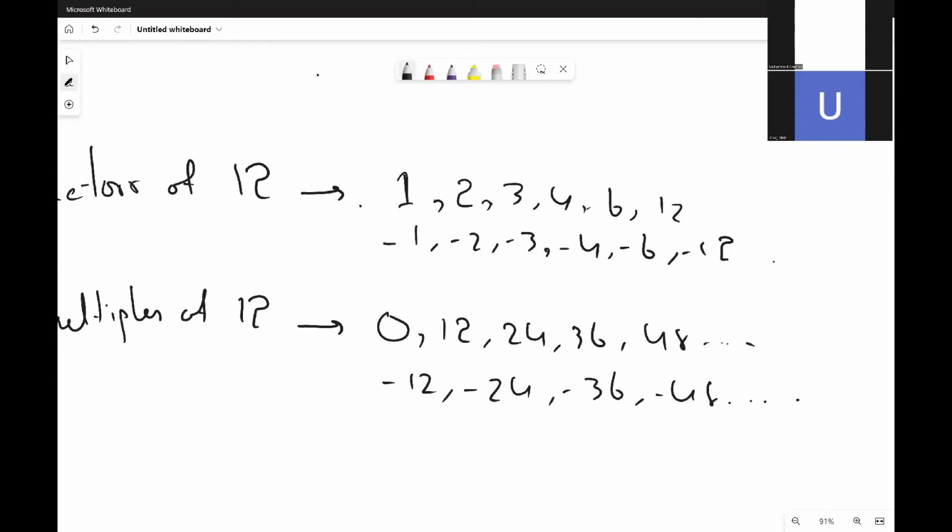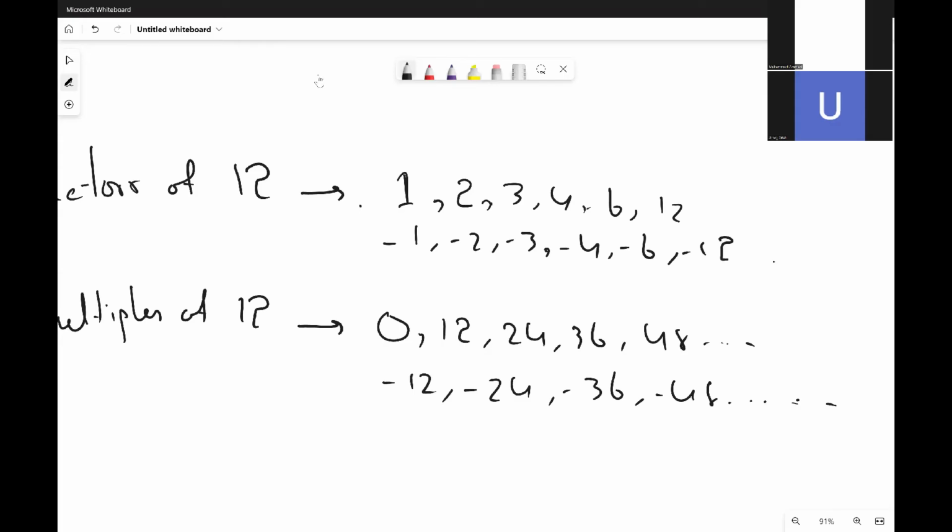Remember, so this tells us, see, multiples continue. 12 times 100 would be 1200. So wo to kabhi never ending cycle. However, the factors are always limited because not every number will completely divide a particular number. So an integer has a definite number of factors, but an infinite set of multiples. Multiples can be unlimited, but factors will always be limited.